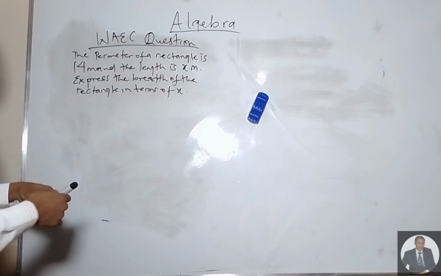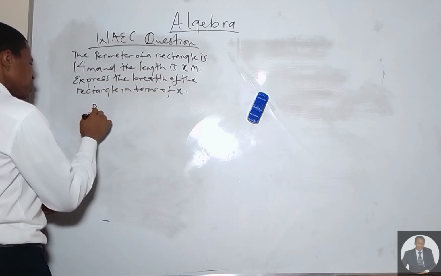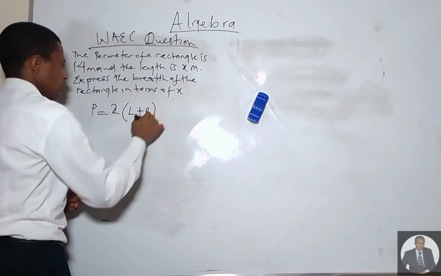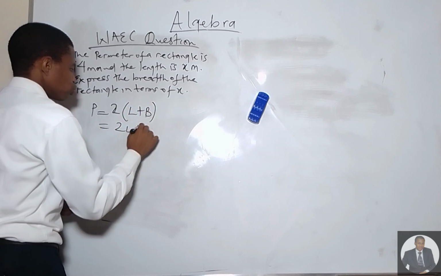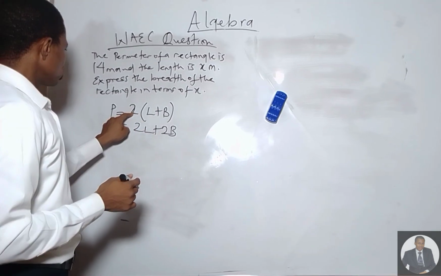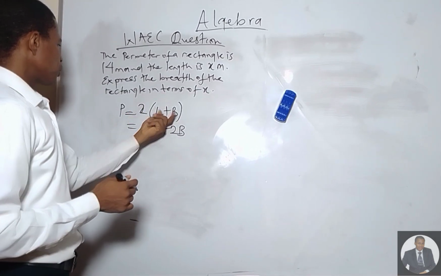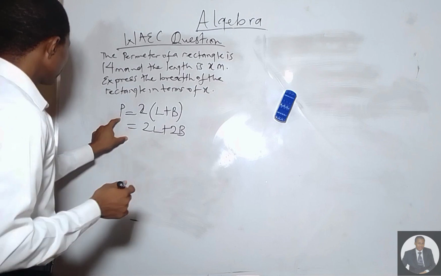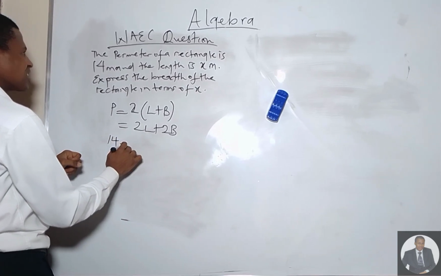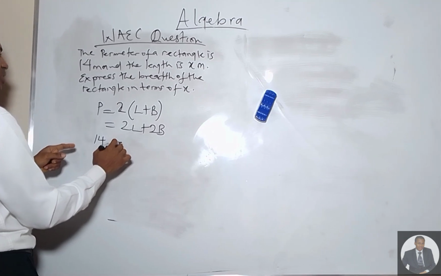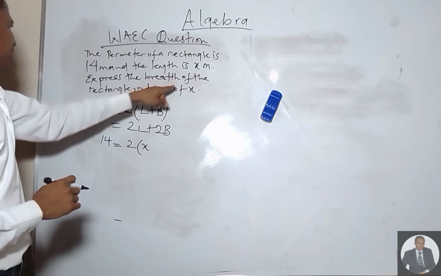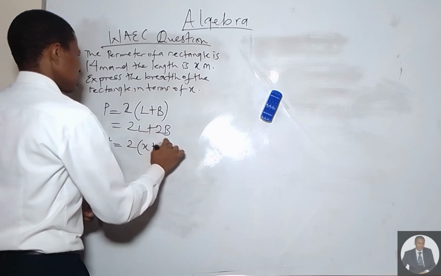The perimeter of a rectangle is 14. Perimeter P equals 2 into bracket length plus breadth, or 2L plus 2B. If we open the bracket, we have 2L plus 2B. Now we are told that the perimeter is 14 and the length is x. Express the breadth B in terms of x.